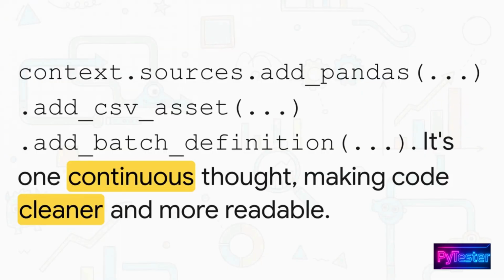And here it is. Just look at how this reads. It's almost like a sentence. You start with your context.sources, you add pandas for the library, and then you immediately chain .add_csv_asset for the book. And you finish it off by chaining the batch definition for the chapter. It's one continuous thought. This just makes your code so much cleaner, more readable, and honestly, a lot harder to mess up.